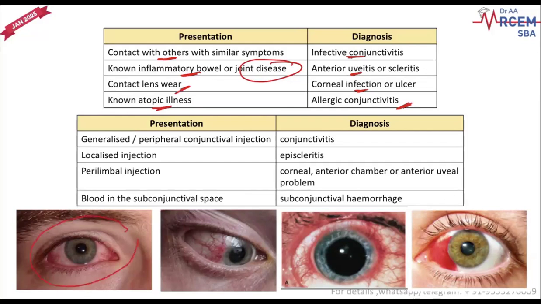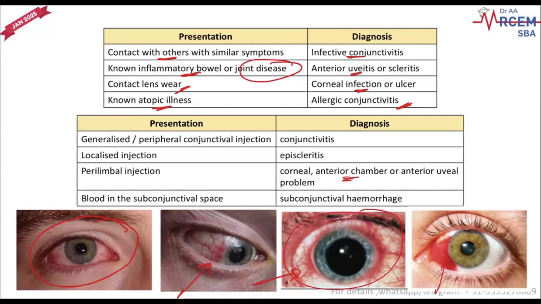Depending on where the redness is, again, you can think of a differential diagnosis. If it is generalized, think of a conjunctivitis. If it is localized like this, what you are seeing, think of an episcleritis. If it is circumcorneal, also known as perilimbal, what you're seeing here, think of acute angle closure glaucoma.